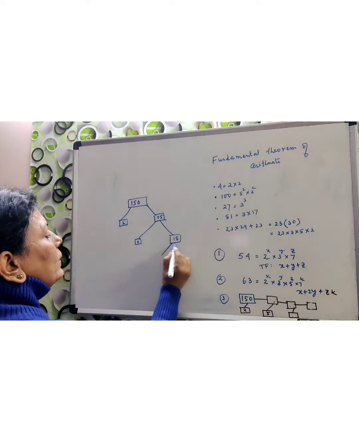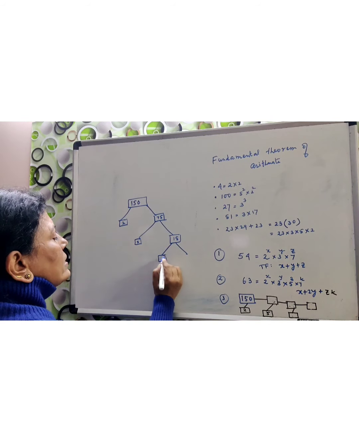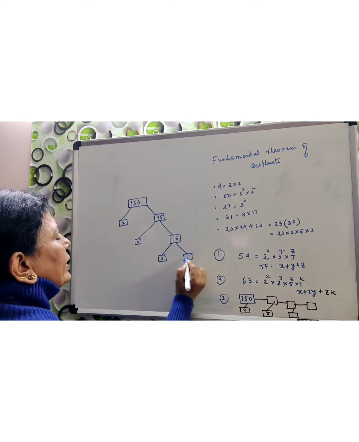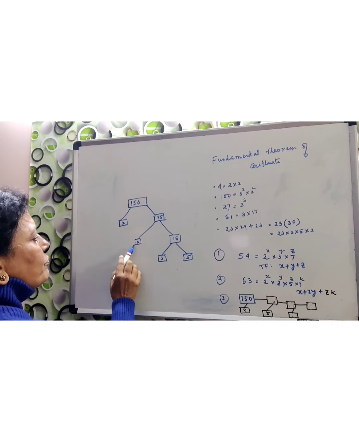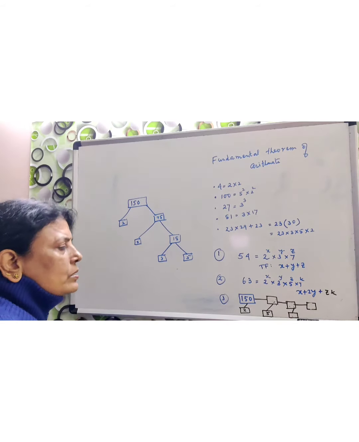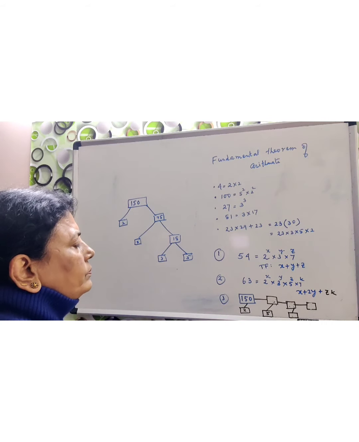And now again 2 blanks are there. That implies one is 3, another is 5. So the prime factors of 150 are 2 into 5 into 3 into 5. These are the problems. Okay.